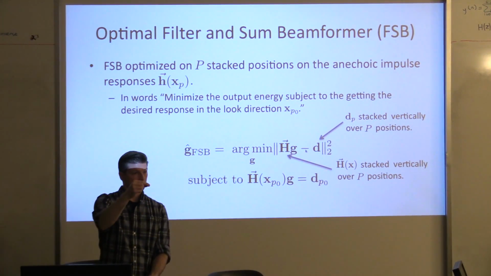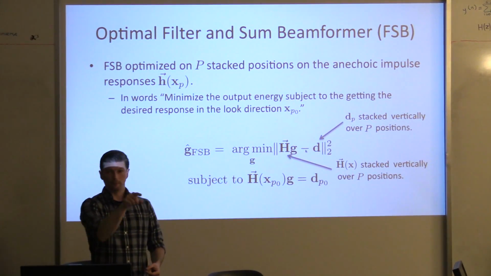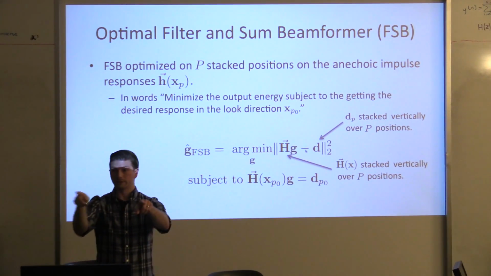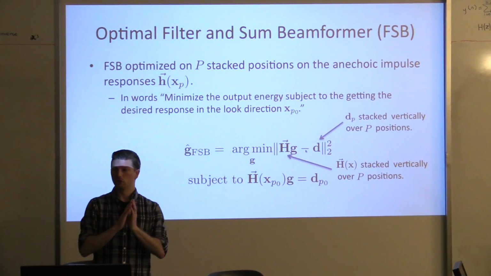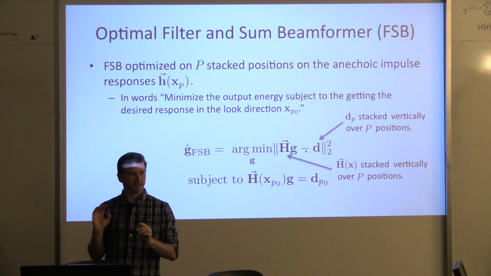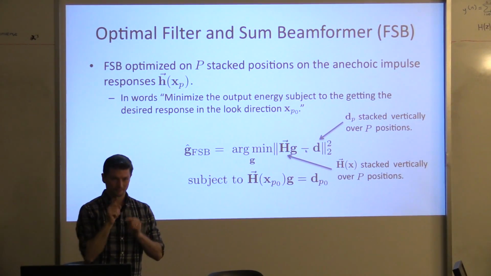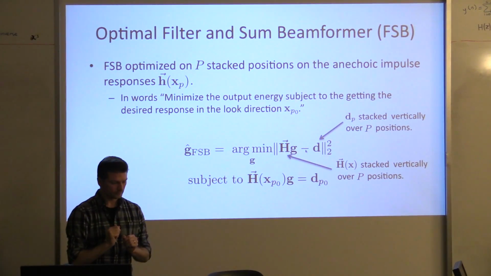We've got a very long desired response. So in the look direction, it remains this delayed impulse. For all other directions, I'm just saying that this has got to be 0. So in other words, I want a 0 response in every single point in space, with the exception of the delayed impulse, which I get in my look direction.